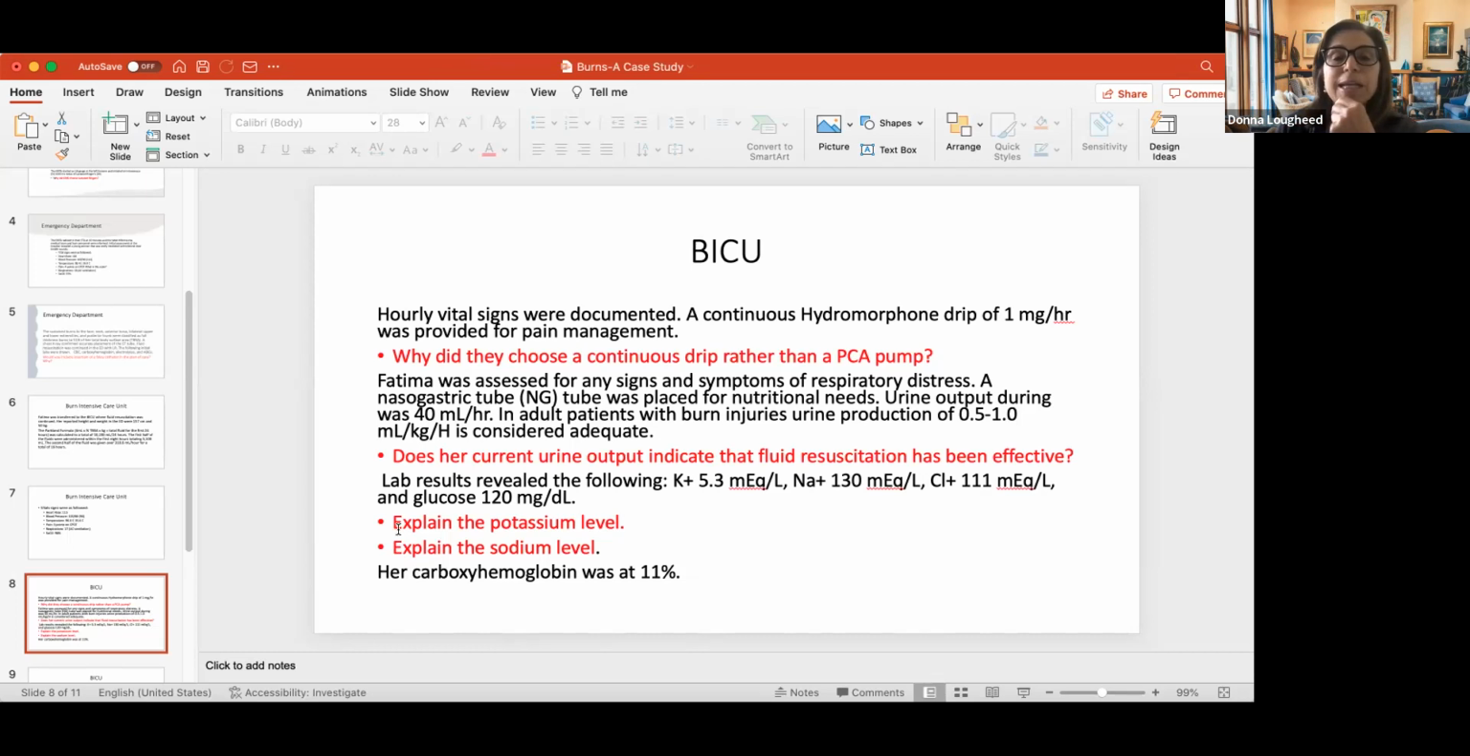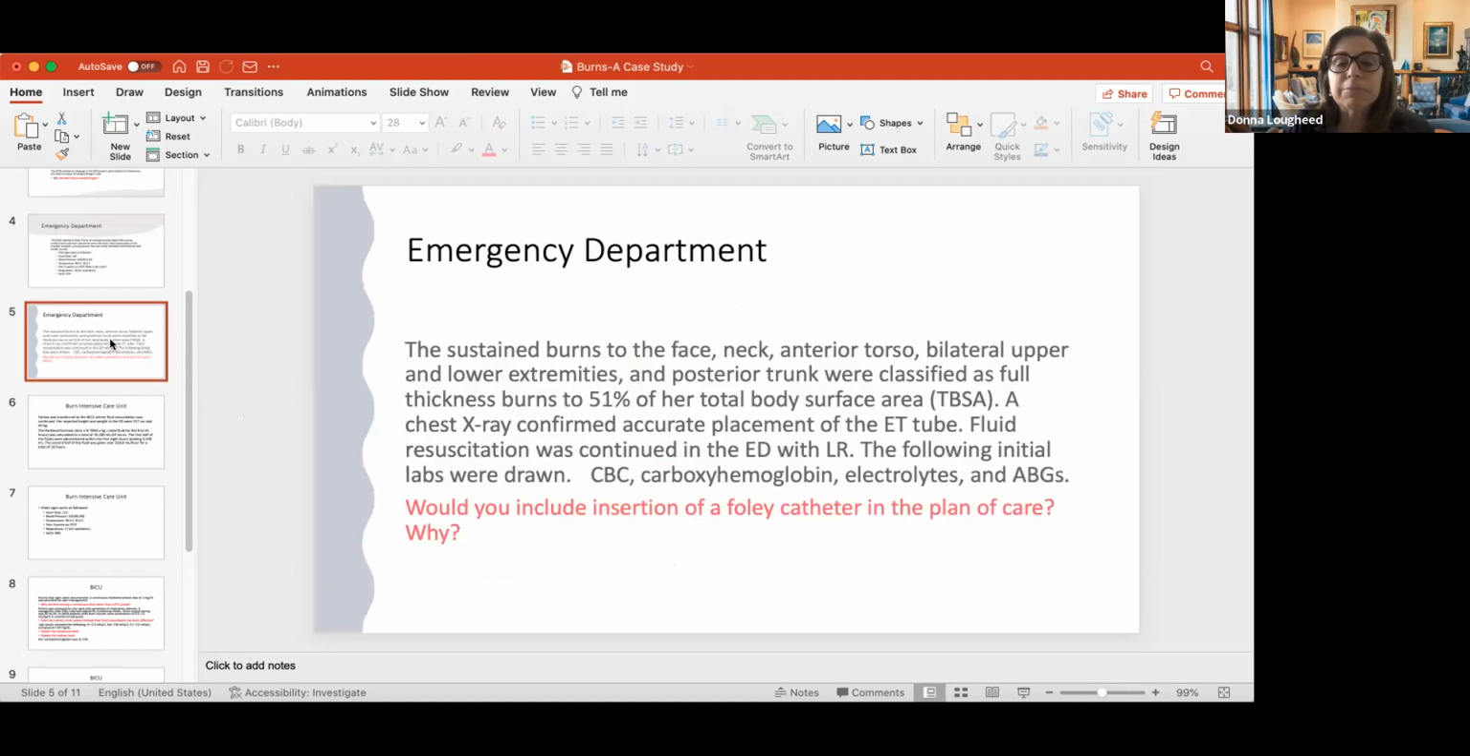So she was assessed for any signs and symptoms of respiratory distress. An NG tube was placed for nutritional needs. Urine output was 40 milliliters an hour. So in adult patients with burn injuries, urine production of 1 milliliter per kilogram is considered accurate. So let's say she's, what was she, 51 kilo? What was her weight? I'm trying to see.